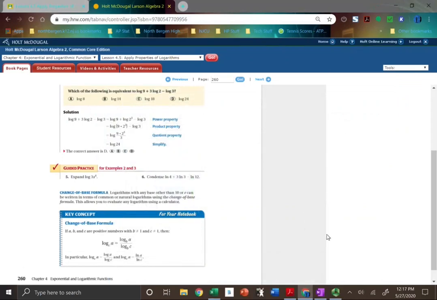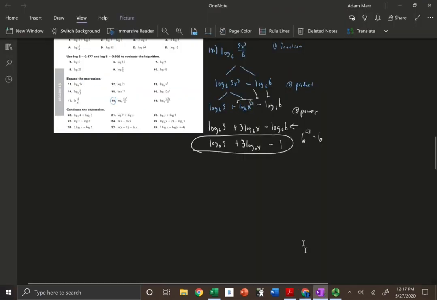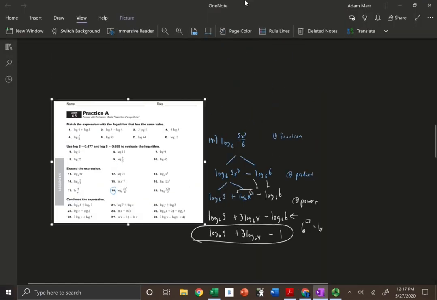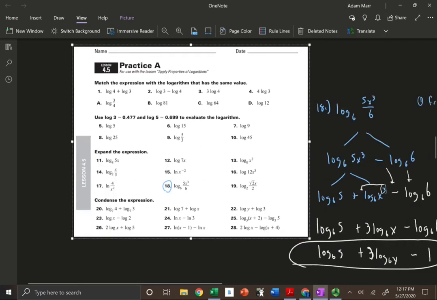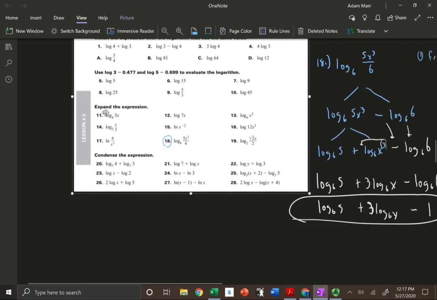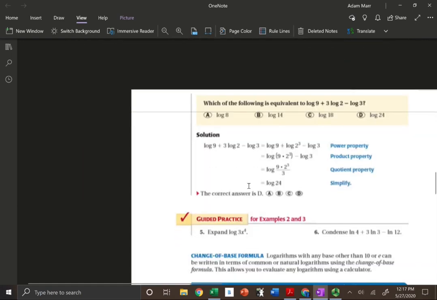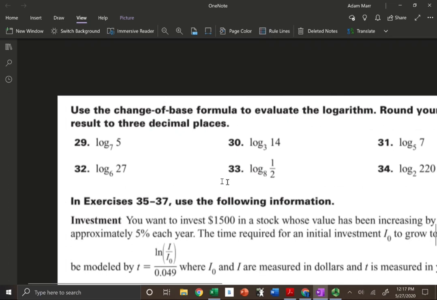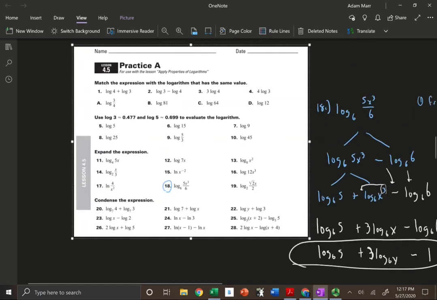First of all, make sure you watch the meet recording if you were not at the meeting or just wanted to refresh it, because I really went over expanding logarithms there. So what I'm going to be doing now, if you noticed right here on our assignments, expanding goes up to number 19, right? So from 20 to 28 and also 29 to 34. So 20 to 28 is right here.